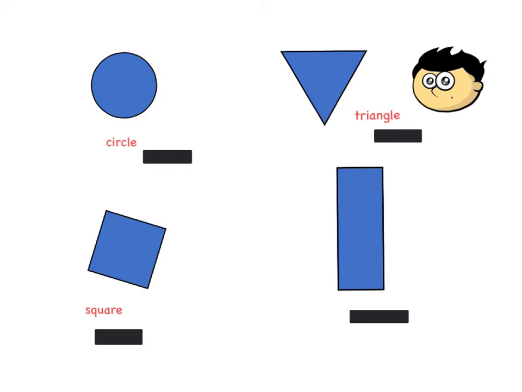What about this shape over here? Looks a little bit like a door, doesn't it? This shape is a rectangle. Well done if you guessed the names of those 2D shapes correctly.